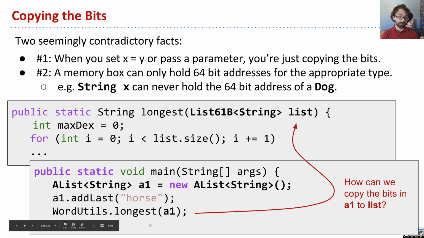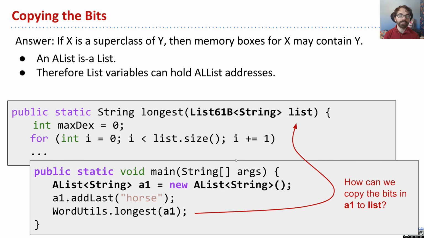But whenever we call this function with, say, A1, which contains a 64-bit box that holds the address of an A list, somehow we're able to copy those bits, even though they're not quite the same type. This is A list, this is list. Well, the linguistic trick here is that when you specify an inheritance relationship, then we can just say, for short, an A list is a list. For all purposes that involve memory box checking, that's okay, right?